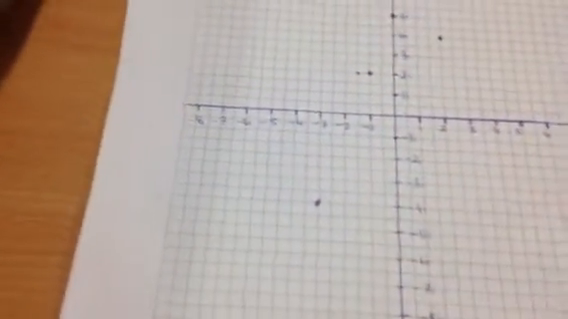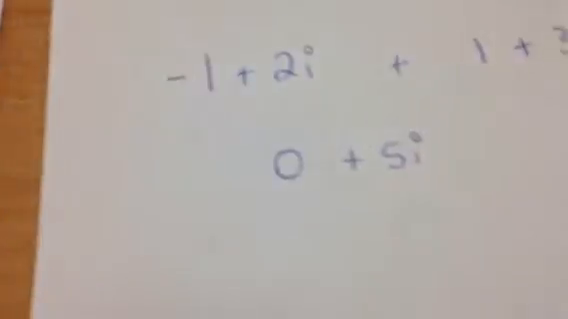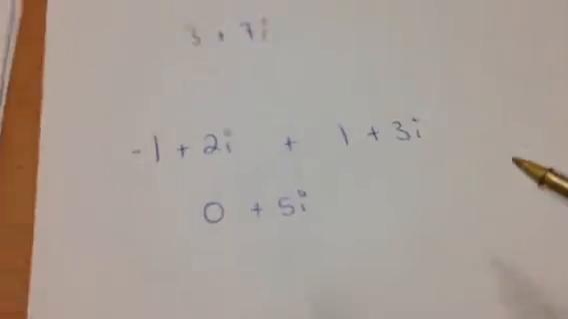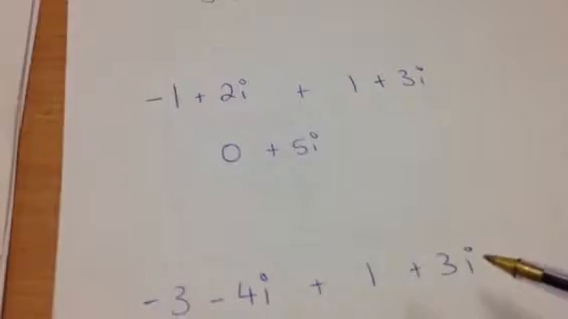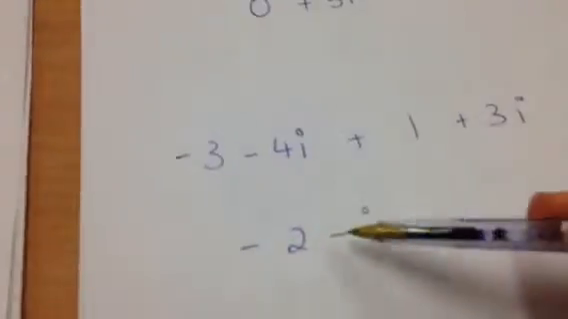And let's say I got a third one, minus 3 minus 4i, which is there. And I add the same complex number as before, 1 plus 3i, always 1 plus 3i. I'm consistently adding to different complex numbers. I end up at minus 2 minus i, which is there.